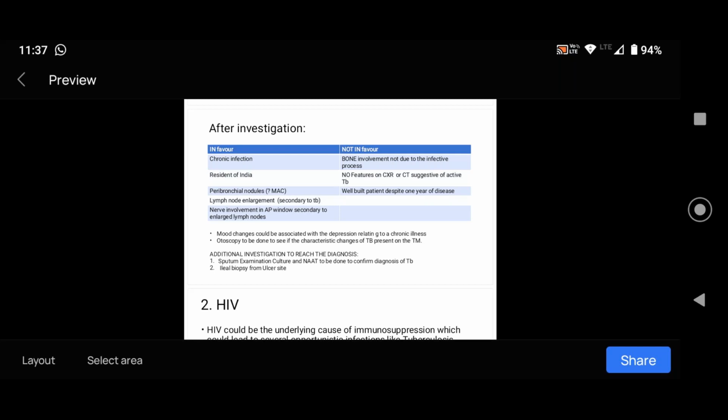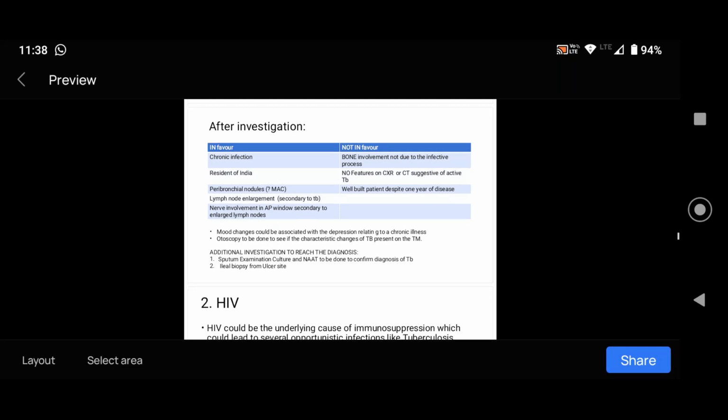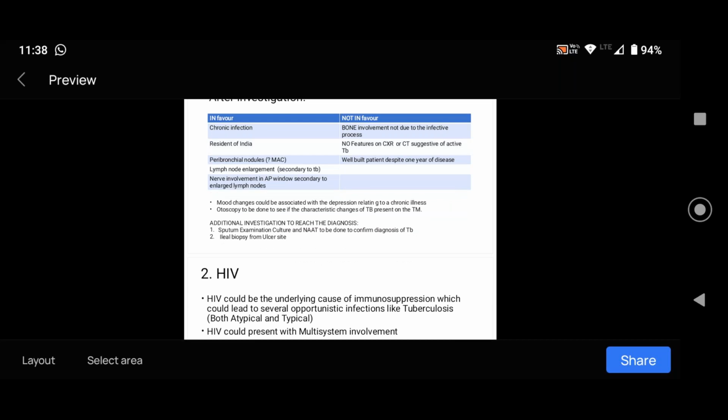Also, when we did the CT chest and the chest x-ray, there were no features of active TB. If I'm looking at a miliary TB, some miliary mottling would be visible, and there was no such sign. Only an old pulmonary focus, an old gone focus, could be seen. And as I mentioned, the patient was still well built. The BMI was 24, and the weight was also good enough. So that was also not going in favor of TB.